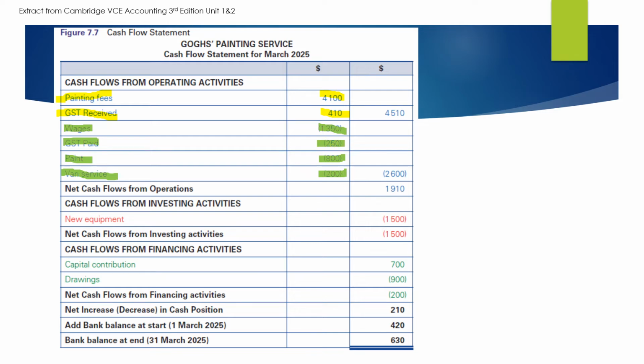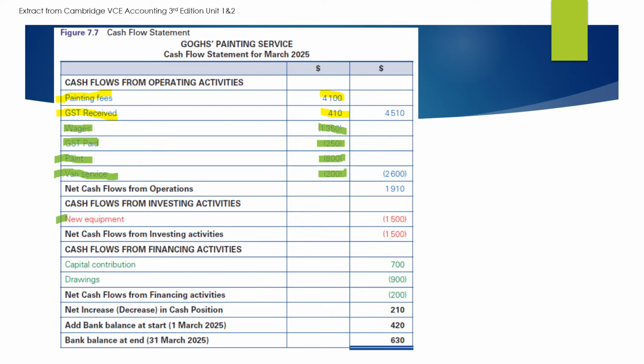Now, GST paid are basically the GST amounts that are part of a purchase or payment of expense, which in this case would be GST on paint supplies purchased, GST on van service paid for, and GST on the purchase of new equipment. Now, it doesn't matter that there was GST paid as part of a purchase of new equipment. We still need to report all GST paid amounts under the operating activities section.